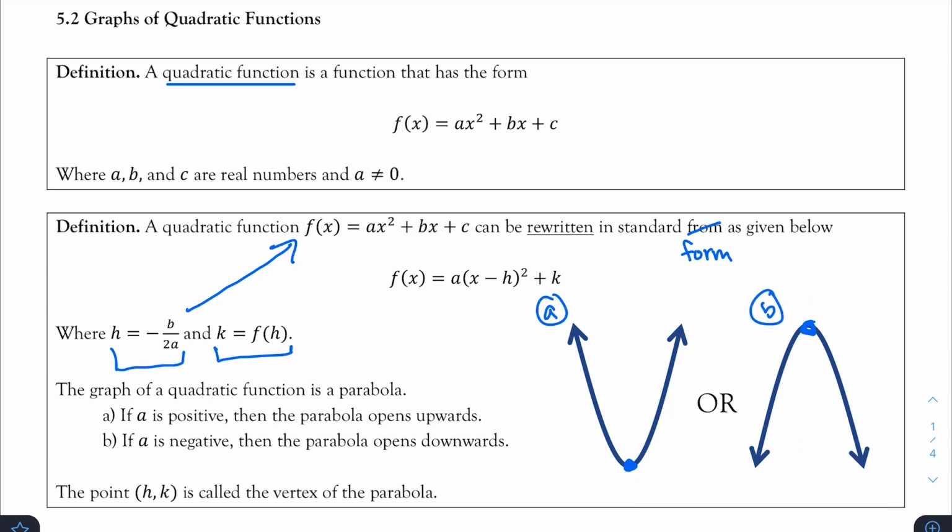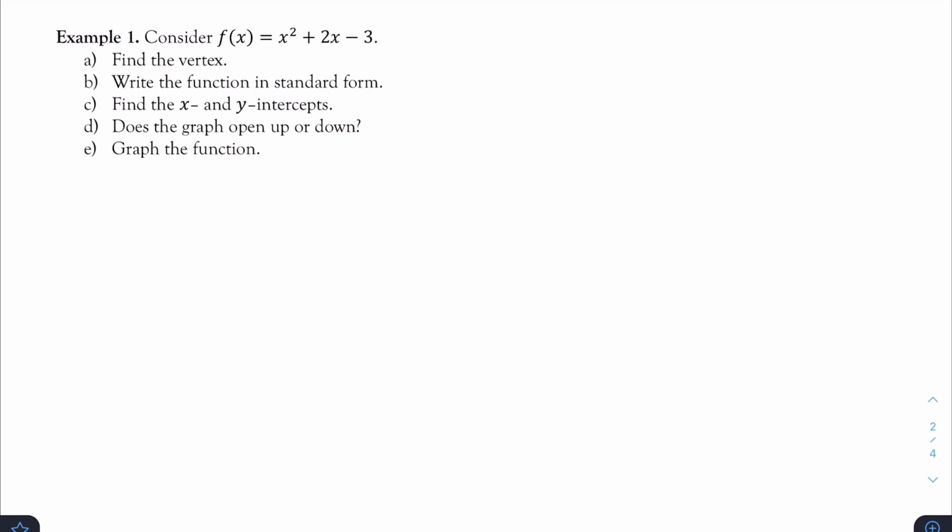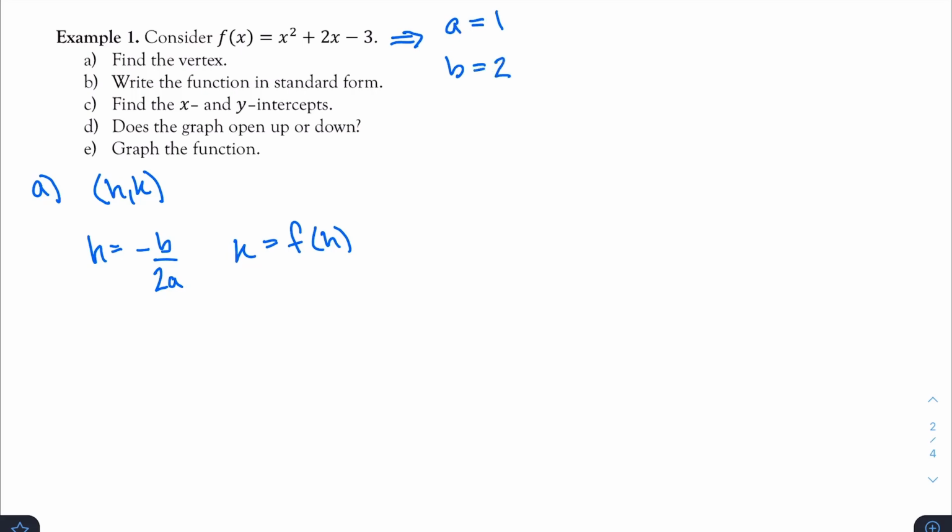So let's go ahead and jump into example 1. Here I have the function x squared plus 2x minus 3. I've got a long list of instructions. First one, I want the vertex. So let's go ahead and find the vertex. Remember, the vertex is the point h comma k, where h is given by negative b over 2a, and k is f of h. So, if I look at my original function, I need to identify what's a, b, and c. Well, a should be 1, b should be 2, and c is negative 3.